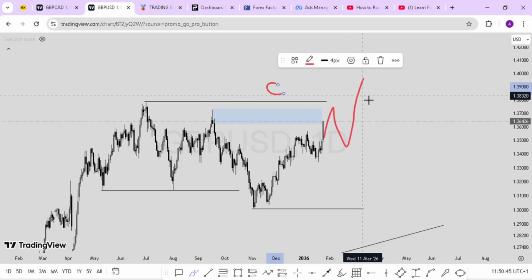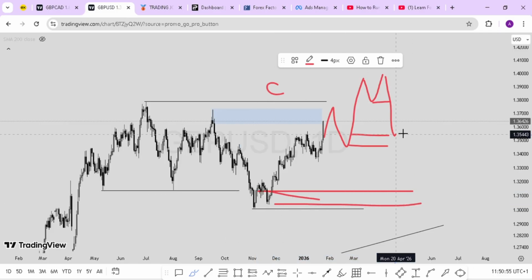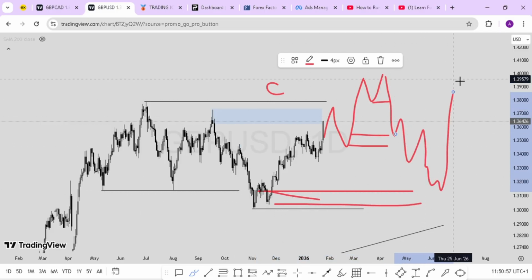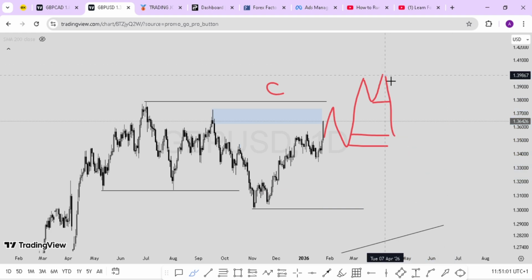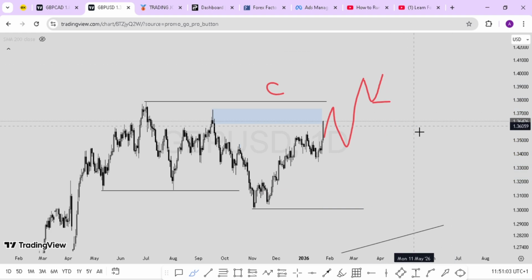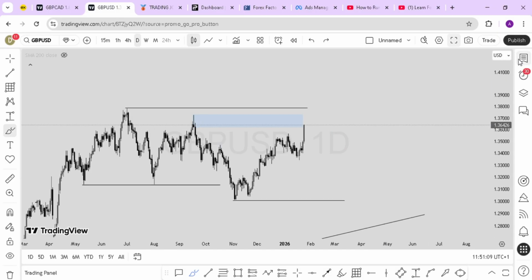So immediately I see this, I will just identify probably my inducement, then my POIs, and probably my extreme POIs. So that's just so anyone that the market reacted to, then we follow it through in the direction. So we are not guessing, we just position for wherever the market is likely to go. So that's it for GBPUSD.